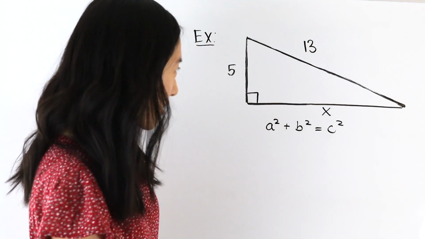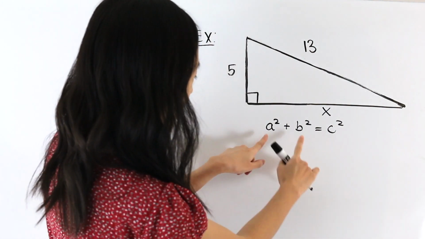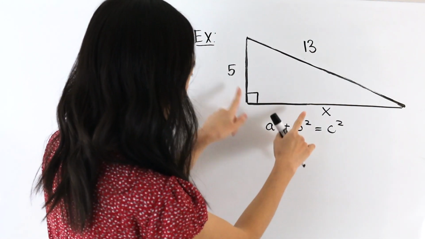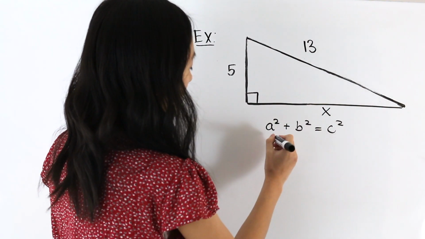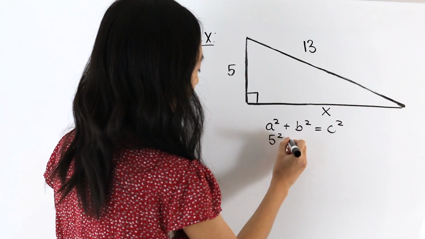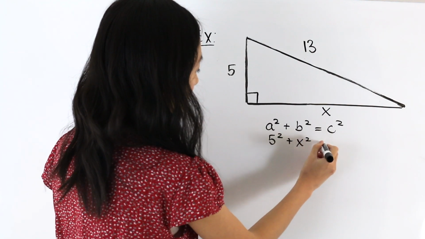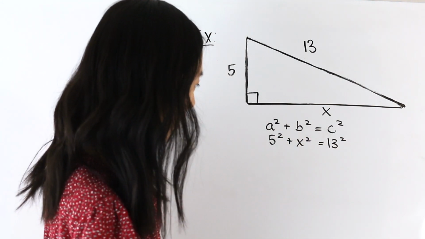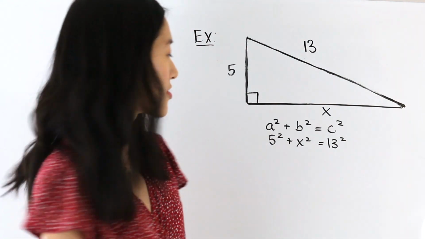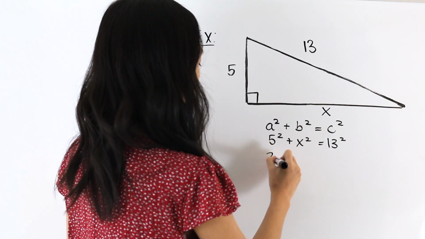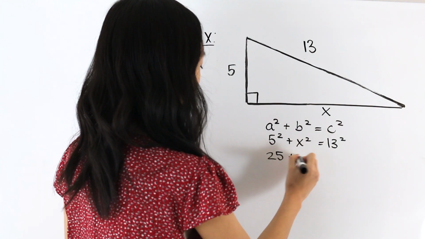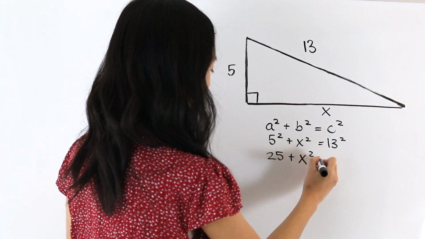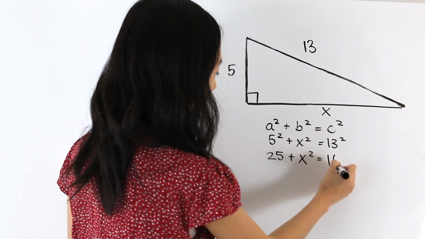So let's plug in our values. So first let's plug in the values for a and b, which are our legs. So we have 5 and x, so let's plug those in. So we get 5 squared plus x squared is equal to 13 squared. So from here we are going to want to simplify this a little bit. So 5 squared is equal to 25. So this becomes 25 plus x squared, and then 13 squared is equal to 169.